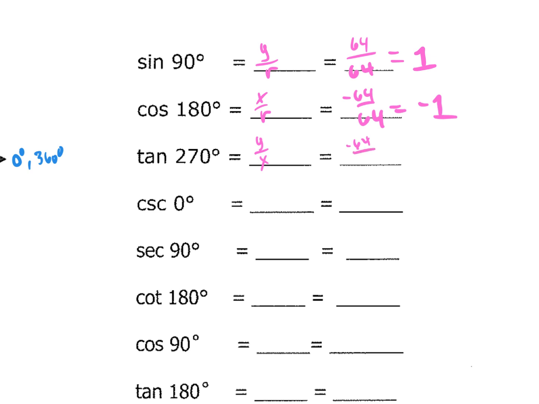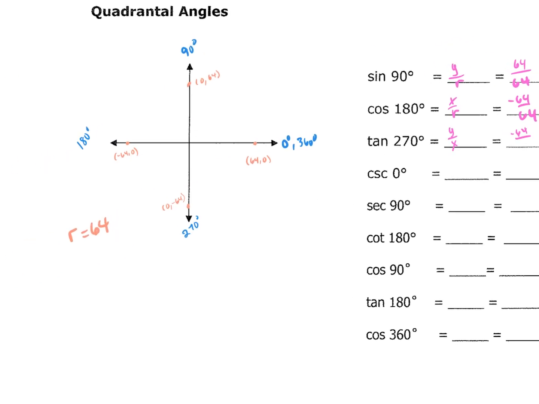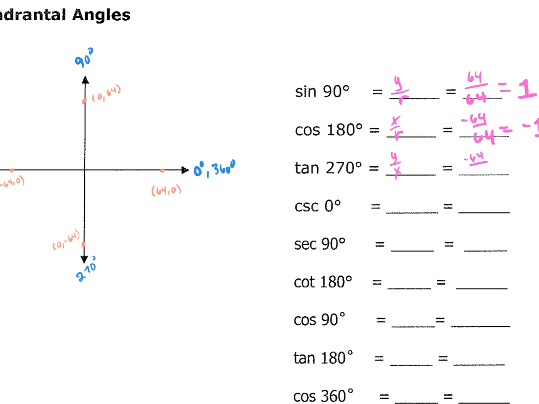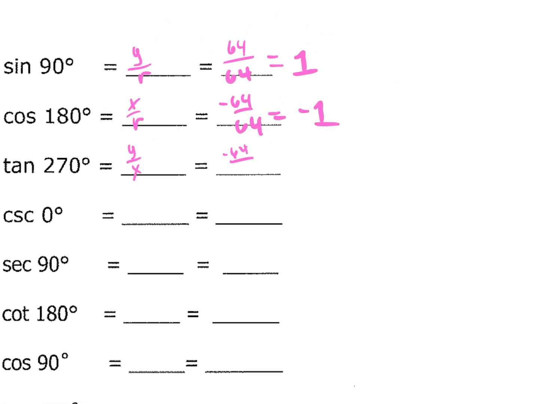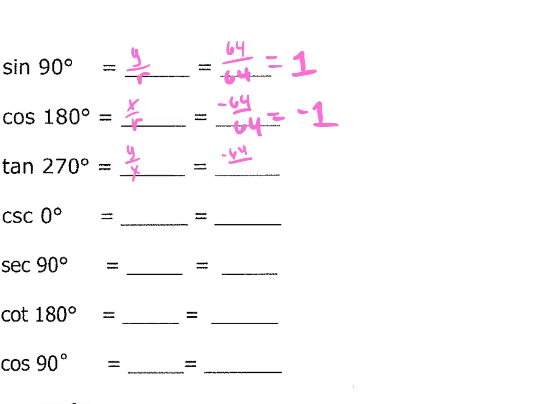But then what's our radius? Or no, I'm sorry, what's our x? Because we're doing y over x, aren't we? Yeah. So negative 64 over 0. And that is undefined.